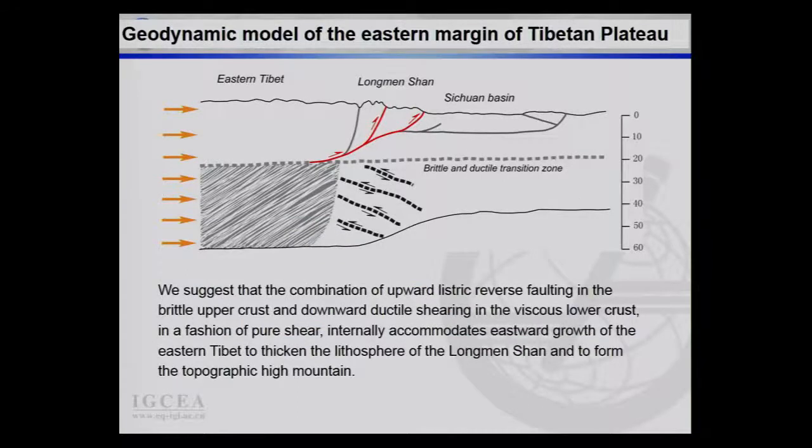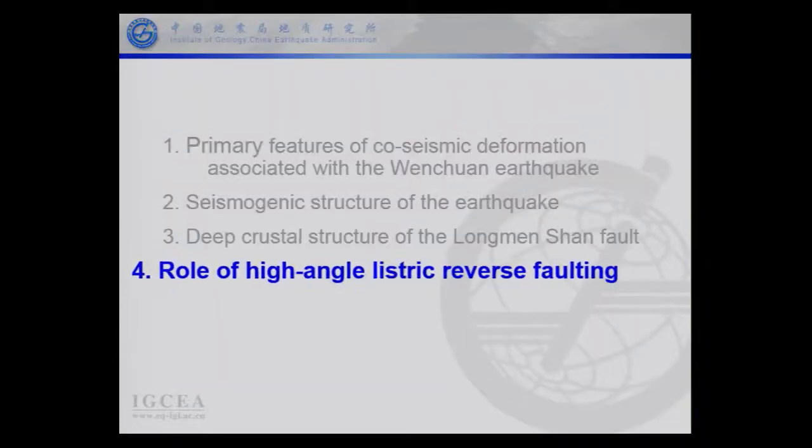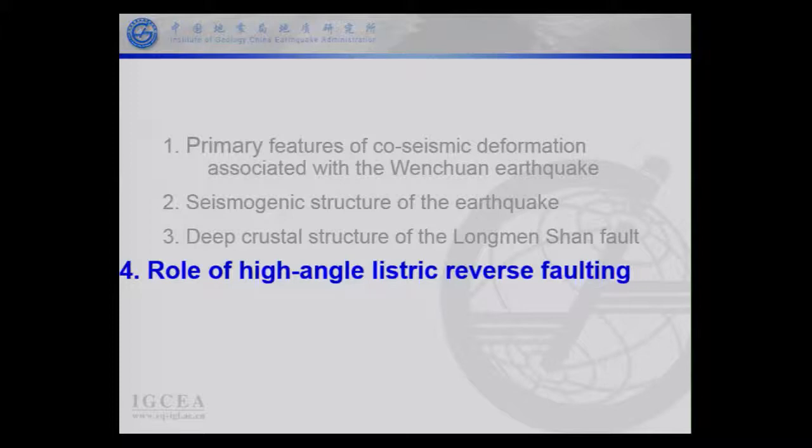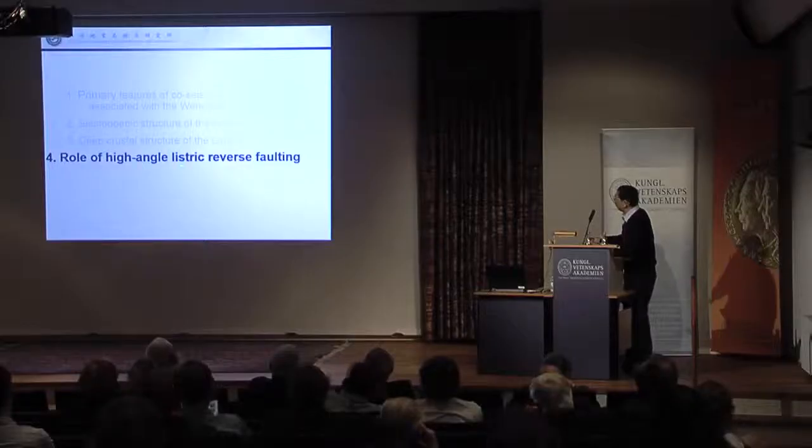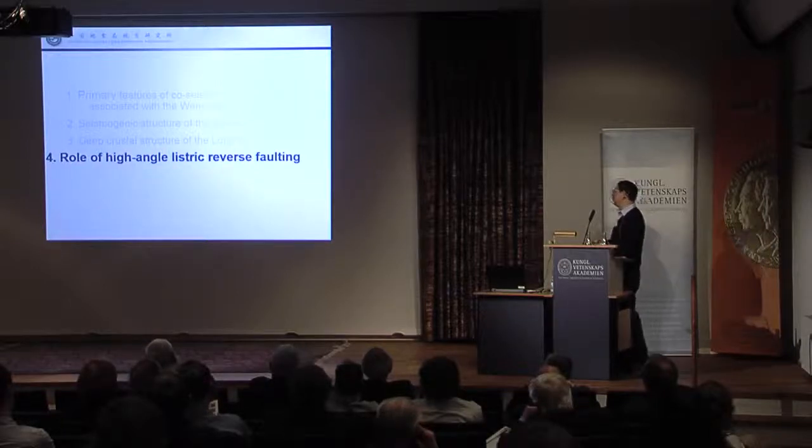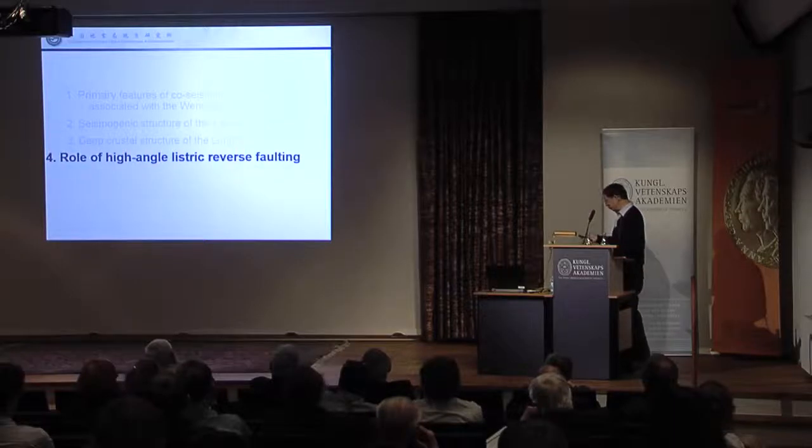So to summarize, we propose a model for the eastern margin of the Tibetan Plateau, and we think the combination of upward listric reverse folding in a brittle upper crust and downward ductile shearing in a viscous low crust internally accommodated the eastward growth of the Tibetan Plateau, to thicken the lithosphere of the Longmen Shan and to form the high topography of Longmen Shan. So if this is correct, we think the role of the listric reverse faulting is very important in the formation of the high mountains of the Longmen Shan.